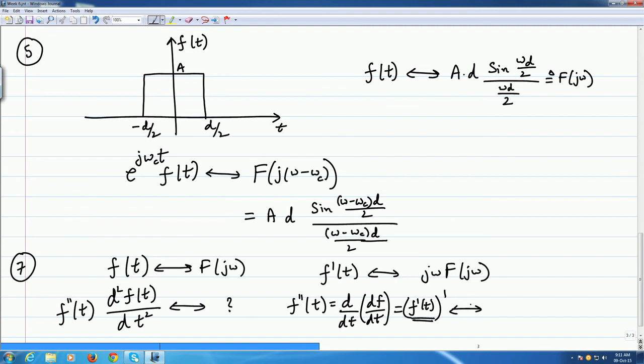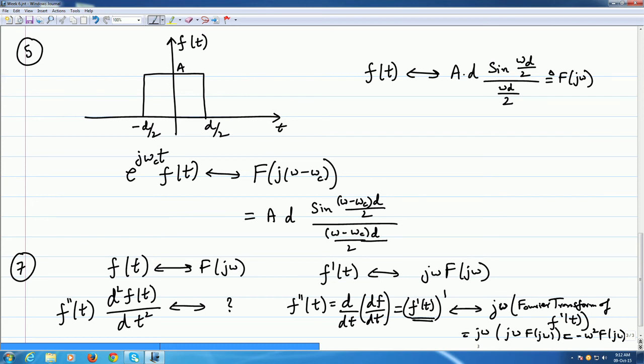You have to say this is actually j omega times the Fourier transform of what, of f prime of t, right, and that is simply j omega times j omega F of j omega, and that will evaluate to minus omega squared F of j omega, which I hope agrees with the key. Yes, it does. Okay, so that is the idea.